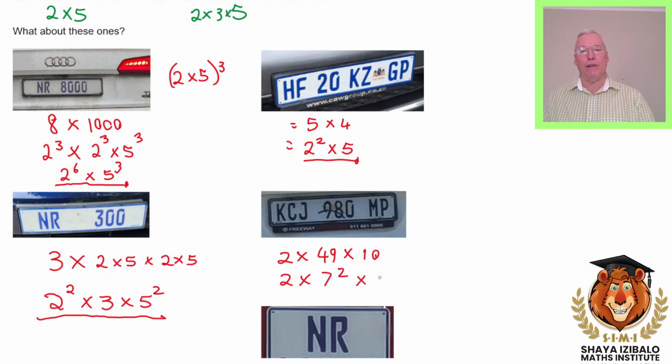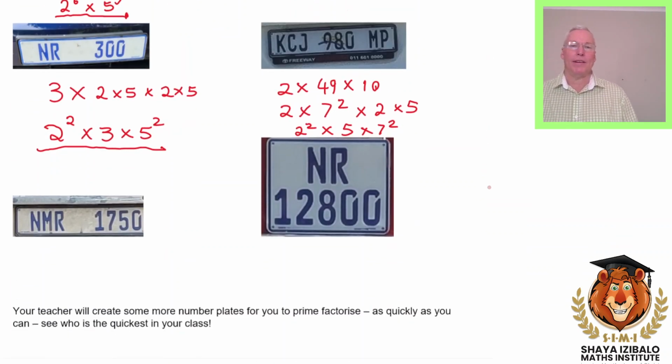And 10 we're doing often. We look at the 10s that keep coming up. 10 we know is 2 times 5. Final answer for 980. How many 2's? 2. How many 5's? 1. How many 7's? 2. Right, that's the prime factorization of that.